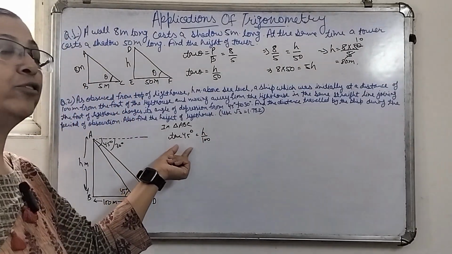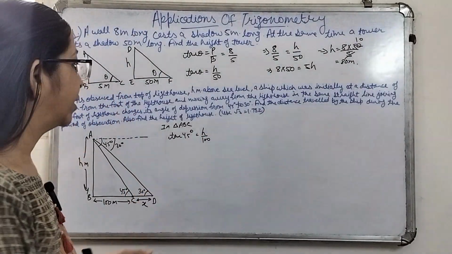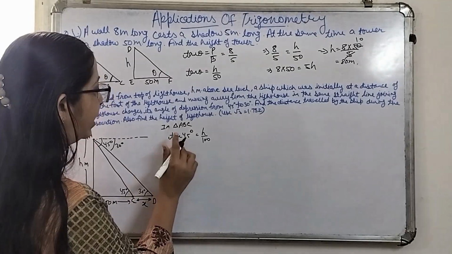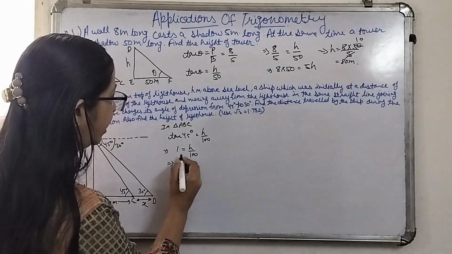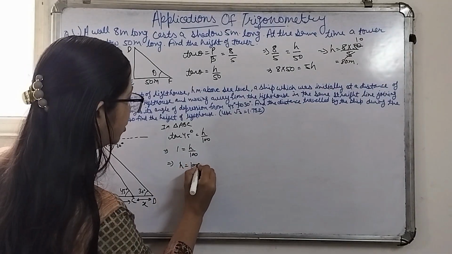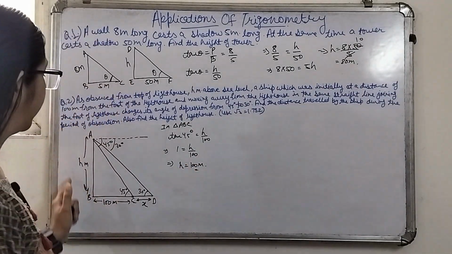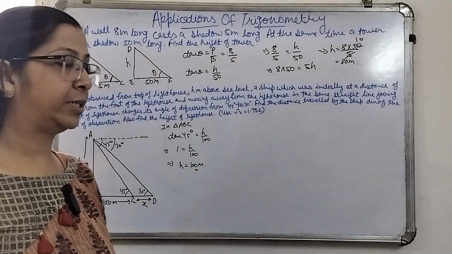We know that the value of tan 45 is 1. From the table we can find it out. Value of tan 45 is 1, which is equivalent to h over 100. If we cross multiply, h is 100 meter. That means the height of the lighthouse is 100 meter.